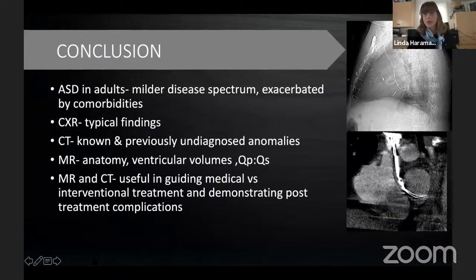So in conclusion, and I have a couple of little cute cases at the end, just these few. ASD in adults is a milder disease spectrum exacerbated by comorbidities. I've reviewed the typical chest radiographic findings, and this is something that we all should think about, whether radiologists, cardiologists, or physicians in practice. If you see very prominent central as well as peripheral pulmonary arteries, if the central arteries are dilated and the peripheral arteries are pruned and the lungs are black, we think pulmonary hypertension.